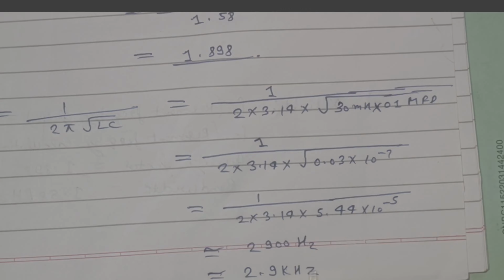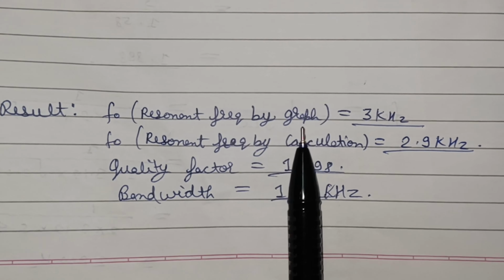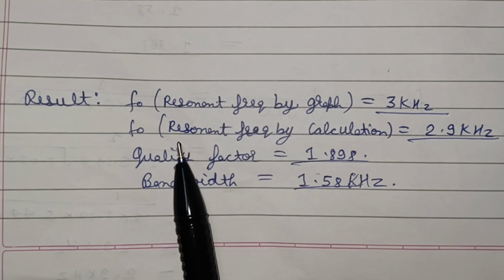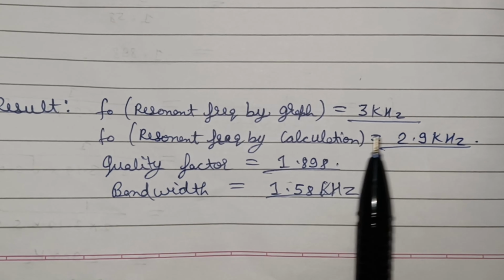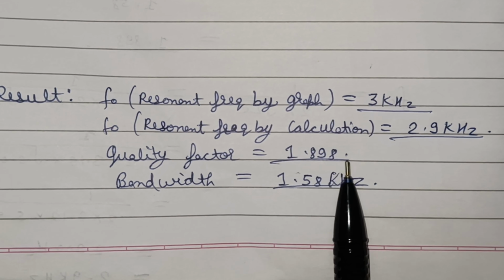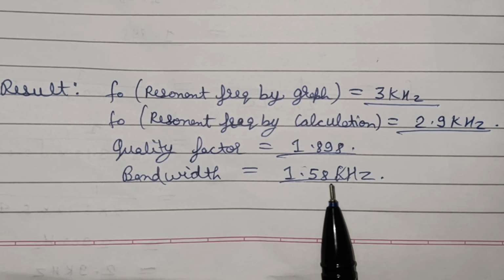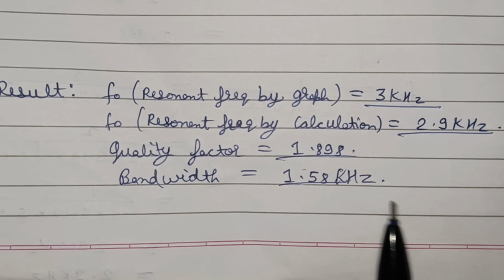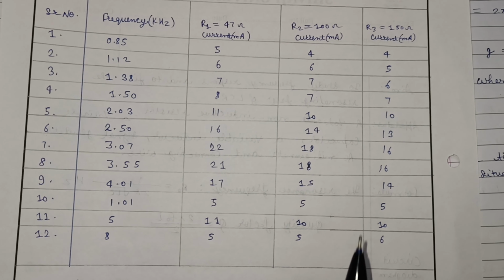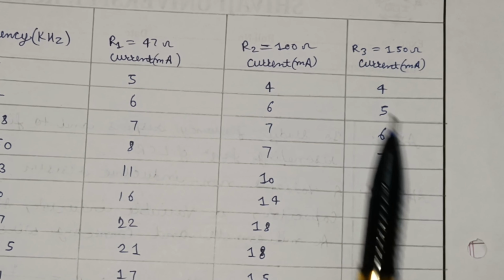Now we will see the result. So in the result we have obtained the frequency F0 by the graph is 3 kilohertz, the F0 resonant frequency by calculation is 2.9 kilohertz, quality factor is 1.898, and bandwidth is equal to 1.58 kilohertz. So with this we conclude our experiment. But obviously this experiment can be repeated with the other given two resistors, that is 100 and 150 ohm.